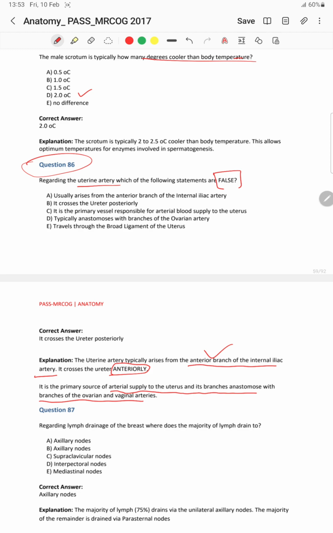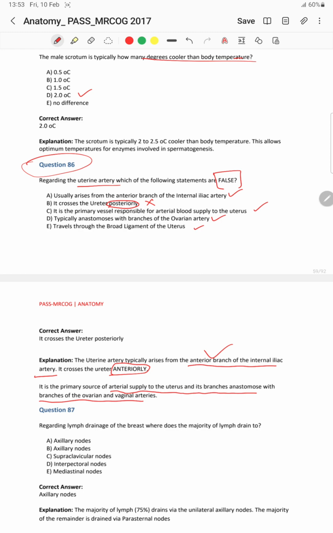Let's move to the options. Option one: they usually arise from the anterior branch of the internal iliac artery. Yes, that is true. Option two: it crosses the ureter posteriorly. No, they cross the ureter anteriorly, so option B is false. It is the primary vessel responsible for the arterial blood supply of the uterus. Yes. It typically anastomoses with the branches of the ovarian artery. Yes, it also anastomoses with the vaginal arteries.